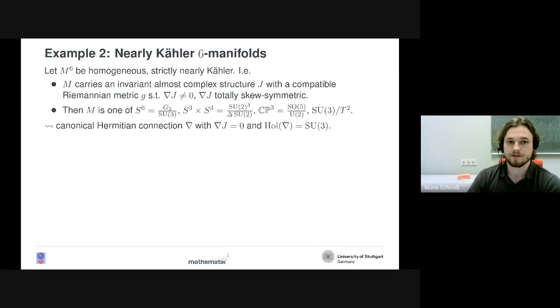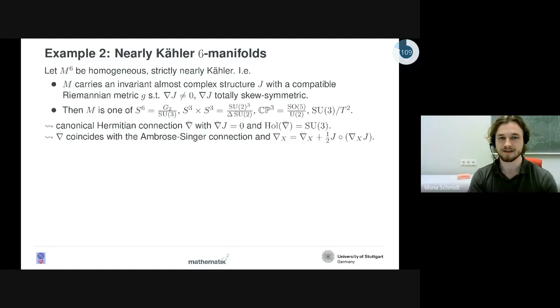Yeah, so this almost complex structure induces a canonical Hermitian connection. That's what it's called, Nabla-Bar, such that J is Nabla-Bar parallel and the holonomy is SU3. So this is what we call an SU3 structure, essentially. And again, this Nabla-Bar coincides with the Ambrose-Singer connection. So that's why I called it Nabla-Bar.